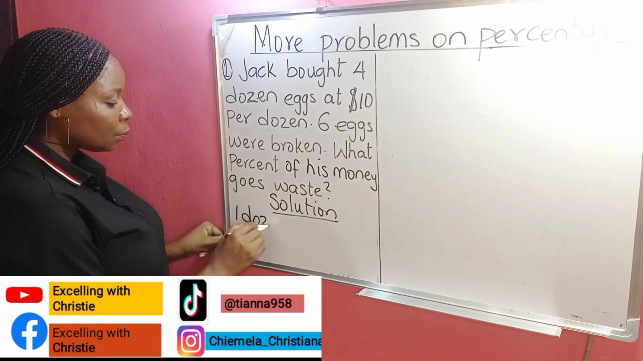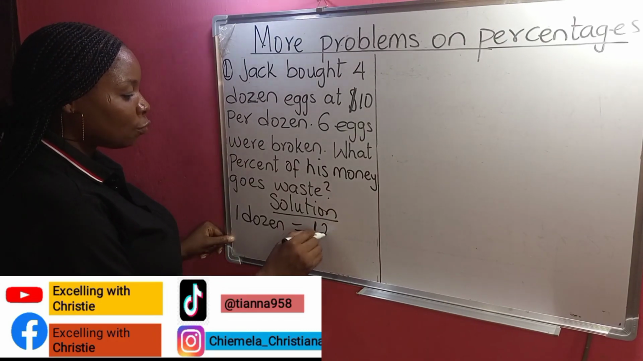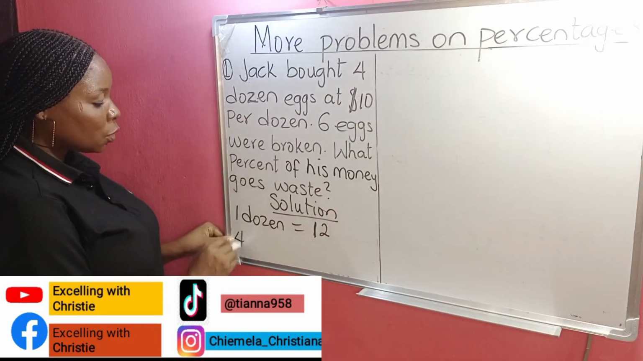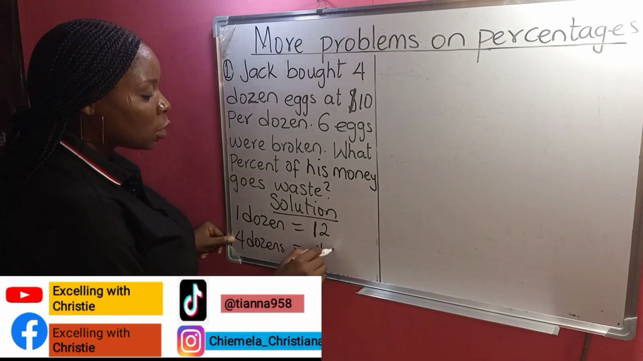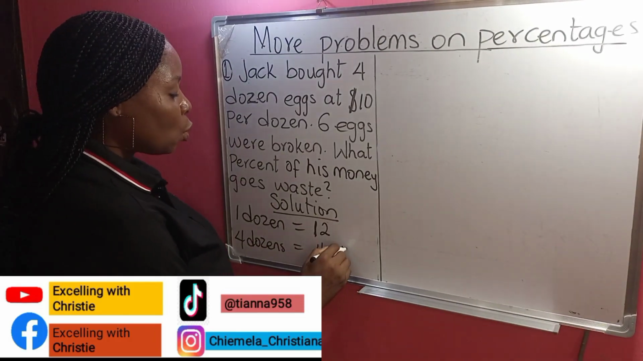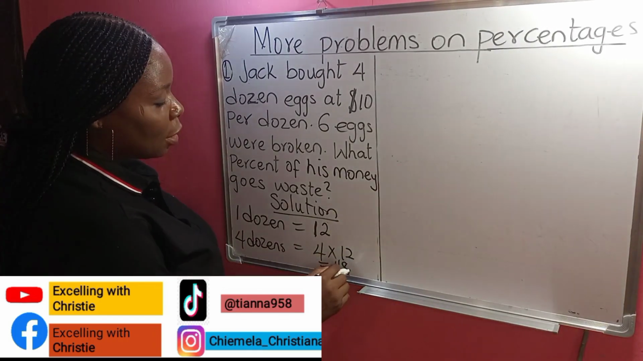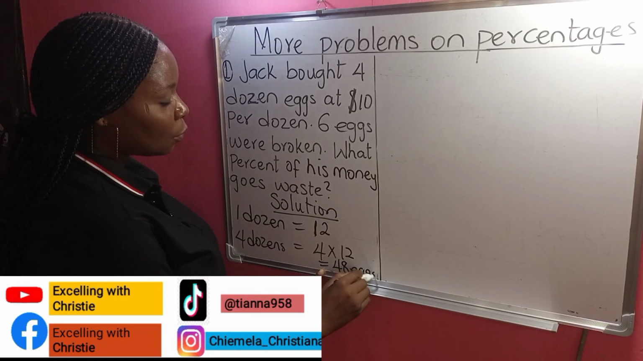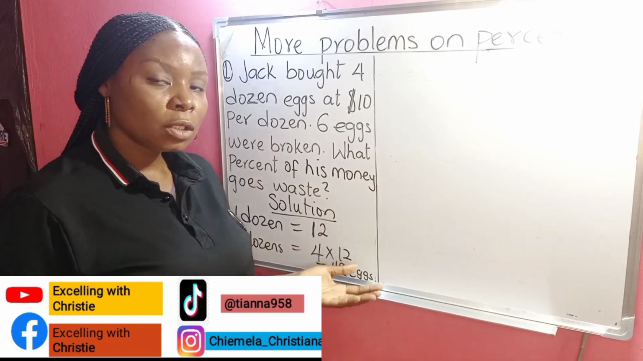1 dozen is equal to 12, all right? So 4 dozens will be 4 times 12, and that is 48 eggs. It means that in total, 4 dozens of eggs gives us 48 eggs.